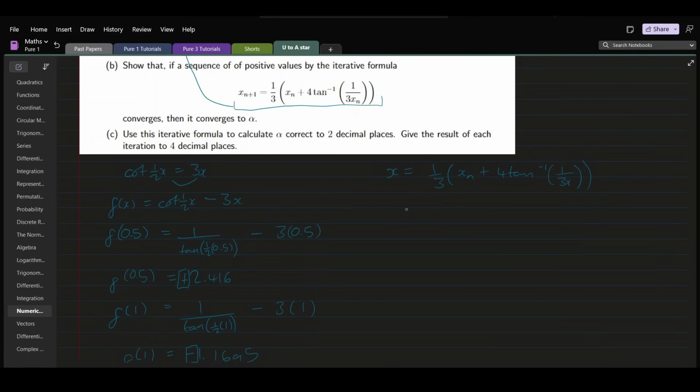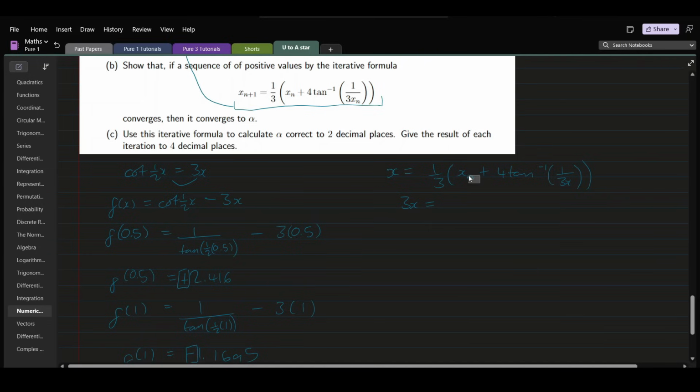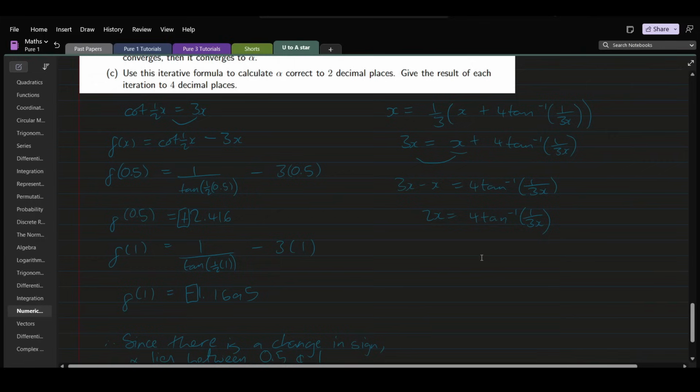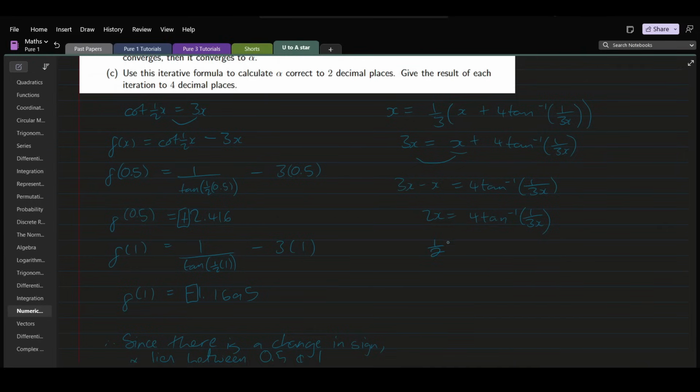So let's start by multiplying both sides by 3. So that becomes 3x equals x plus 4 arctan of 1 over 3x. Then let's move this x to the left hand side so that it becomes 3x minus x equal to 4 arctan of 1 over 3x, and this becomes 2x is equal to 4 arctan of 1 over 3x. Let's divide both sides by 4, so you get half x is equal to arctan of 1 over 3x. Let's apply tan to both sides, so this becomes tan of half x is equal to 1 over 3x.